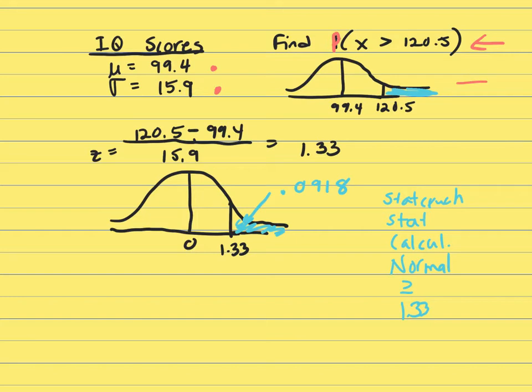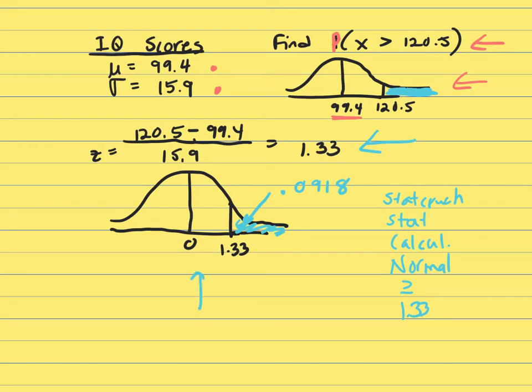And here's the picture that represents that. The mean was 99.4, so here's the mean, the middle. 120.5 is what I'm trying to find, greater than that. First thing I did was calculate a Z. And the Z for an X value of 120.5 is 1.33.